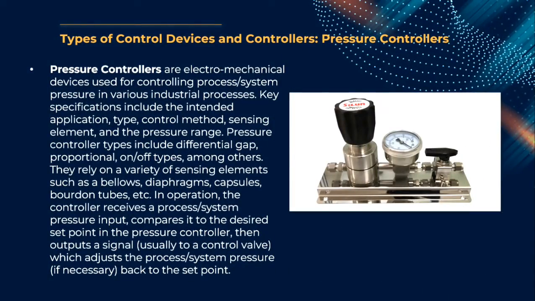Pressure controllers are electromechanical devices used for controlling process system pressure in various industrial processes. Key specifications include the intended application, type, control method, sensing element, and the pressure range. Pressure controller types include differential gap, proportional, and on and off types, among others. They rely on a variety of sensing elements such as bellows, diaphragms, capsules, bourdon tubes, etc. In operation, the controller receives a process system pressure input, compares it to the desired set point in the pressure controller, then outputs a signal, usually to control a valve, which adjusts the process system pressure, if necessary, back to the set point.